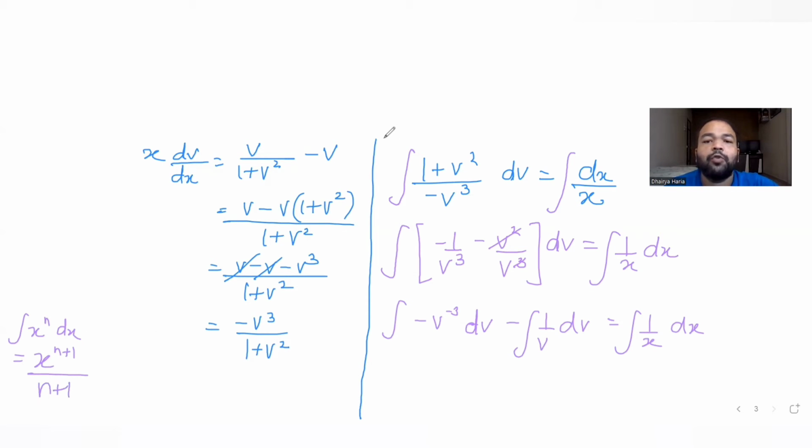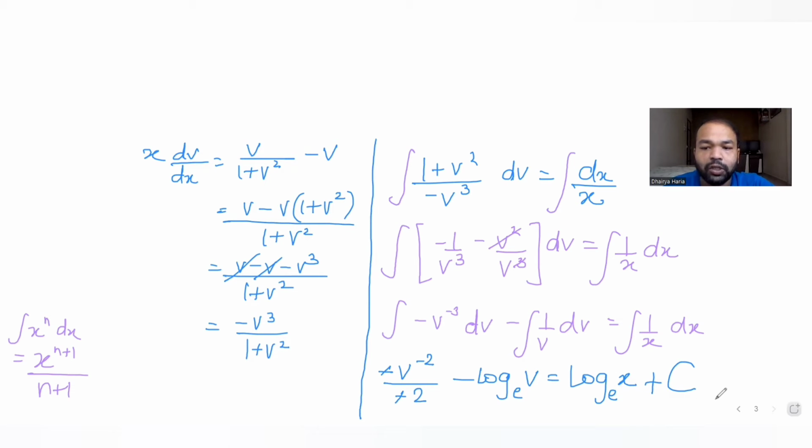So now if I use this idea here, what I get is v raised to minus 2 upon minus 2. Minus 2 gets cancelled. Here you have minus log v to the base e. Here we have log x to the base e plus c, where c is a constant of integration.